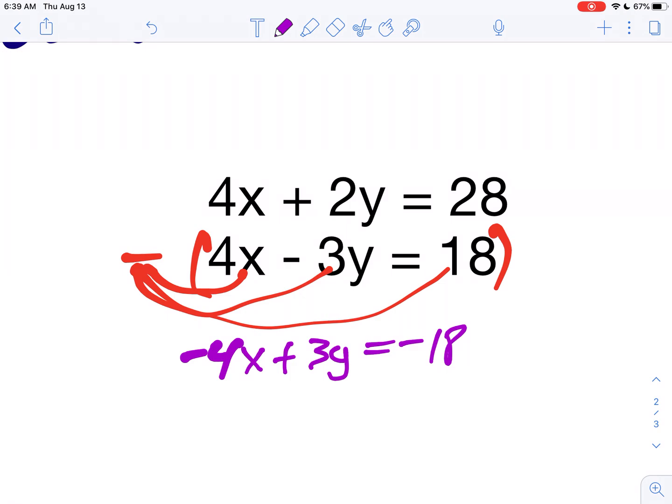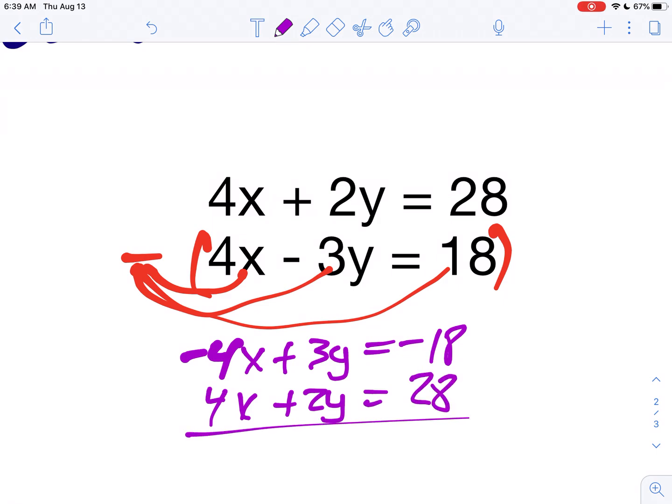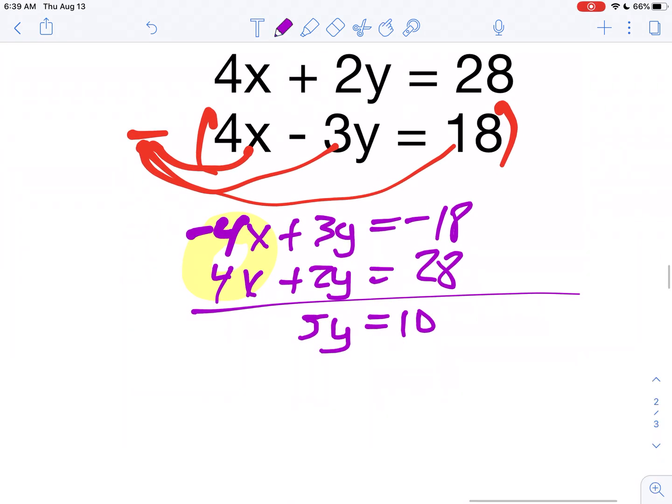Now I'm going to write the first equation just below it. 4x plus 2y equals 28. Now we can add, just like we did before. Now the 4x's cancel. 3y plus 2y is 5y. Negative 18 plus 28 is 10. So we'll divide both sides by 5.